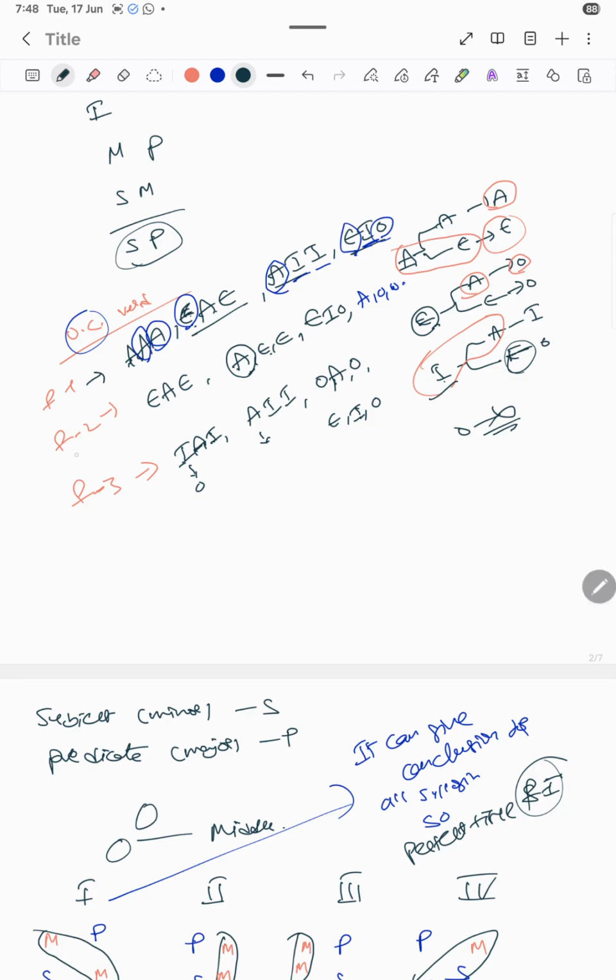Here we are considering subalterns. Here we are considering just the opposite of it, subcontraries. Okay, that is how we form figure 3.